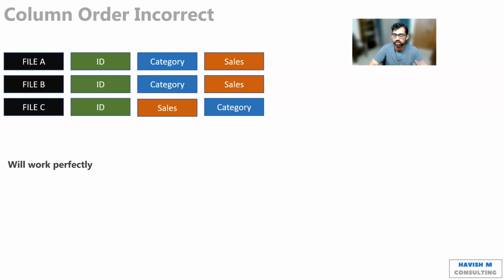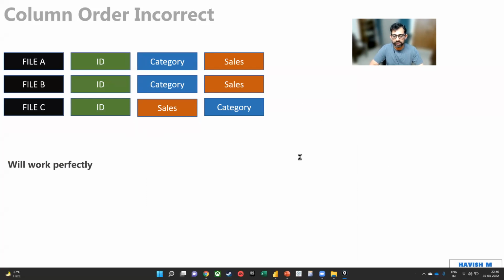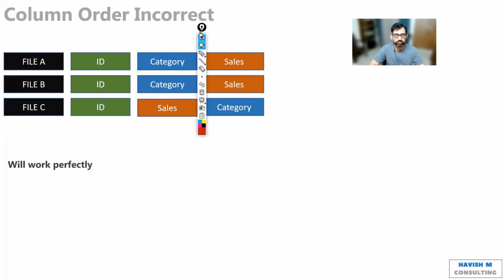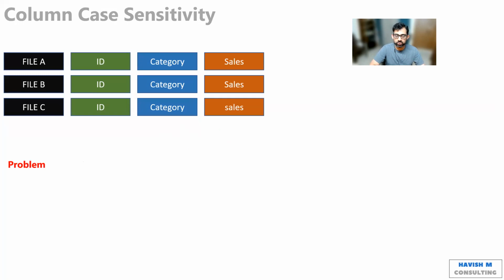What it will do is it will pull the sales column. How do I show it to you? Just give me a second. Let me turn on my annotation tool. Okay. It will put sales below sales. It will put category below category. It only looks at the heading, right? It doesn't care about the position of the column, which is very handy to know. So it works perfectly.